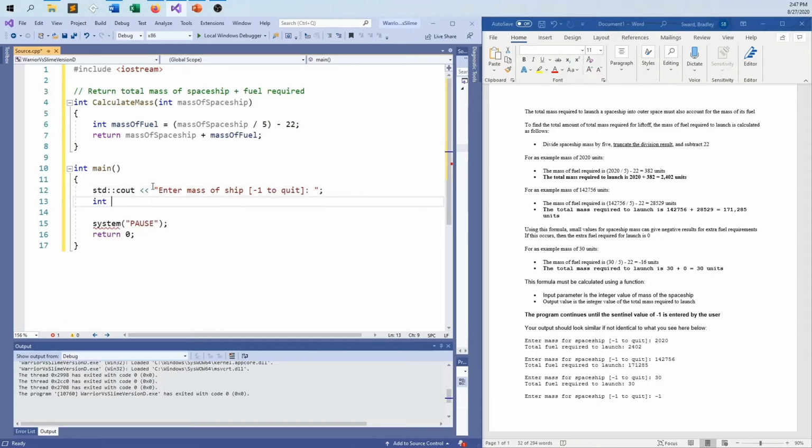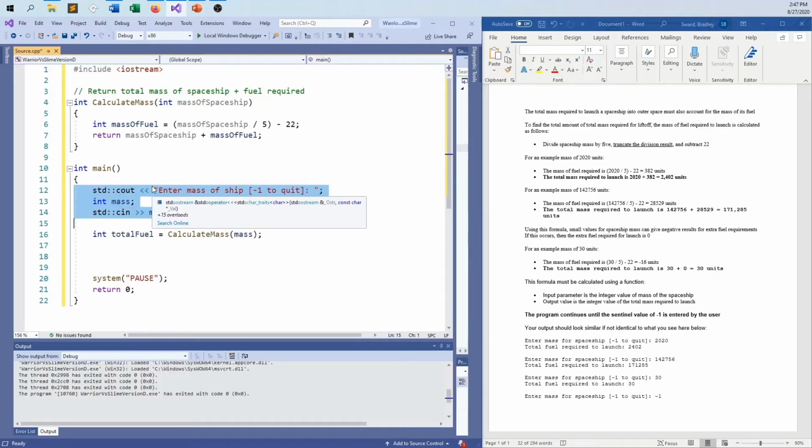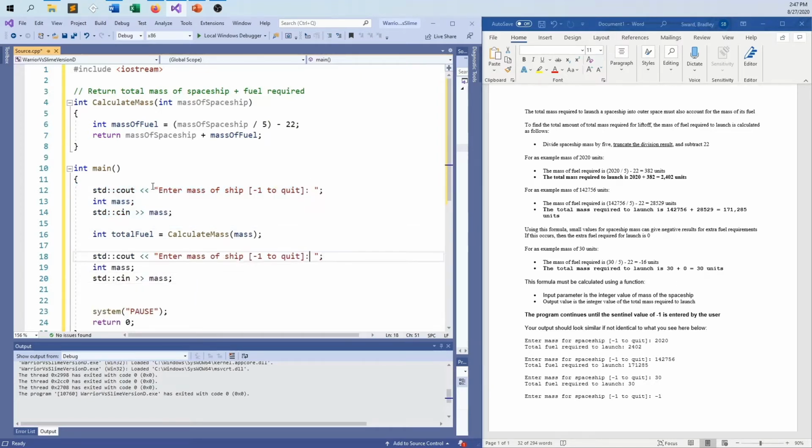And then I need a semicolon. What language am I running? Okay, so then I need mass, and then I need to cin for it. Fair enough, right? So I have my mass value, and I say, okay, an int total fuel equals calculate mass, sending in the mass value that you input. And then for an output, let me just copy this so I don't have to type out every little detail.